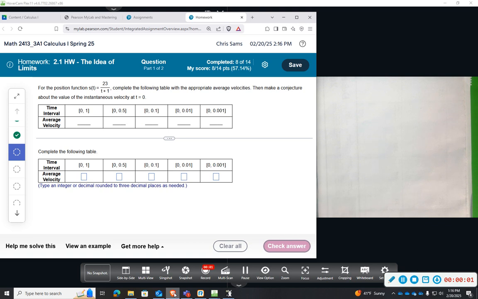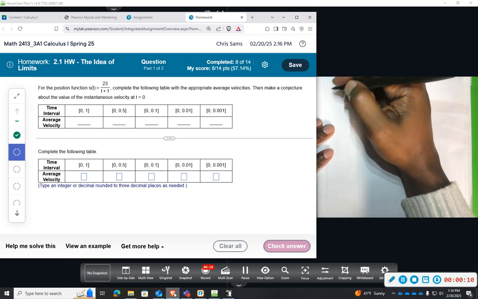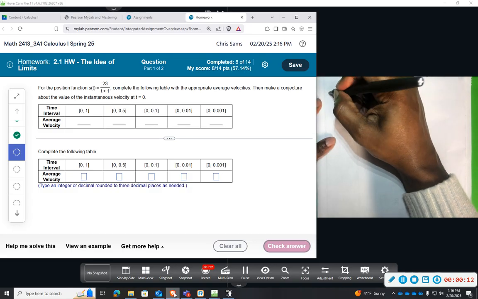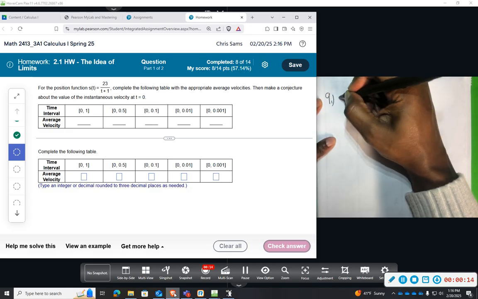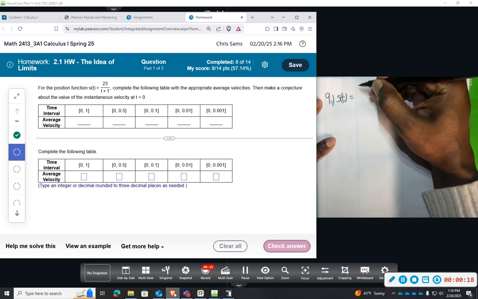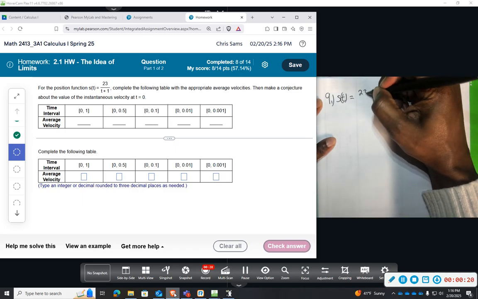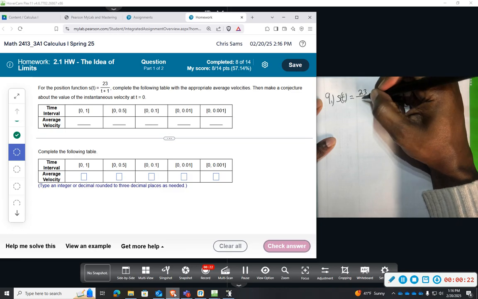All right, number 9, we're going to find the average velocity for the given function. And so we're going to start just like before. We have this function s of t, and it is equal to 23 divided by t plus 1.